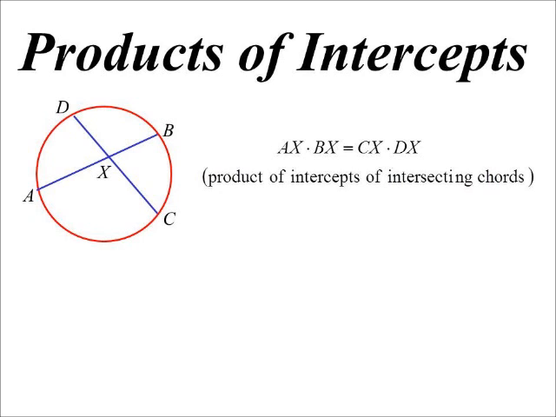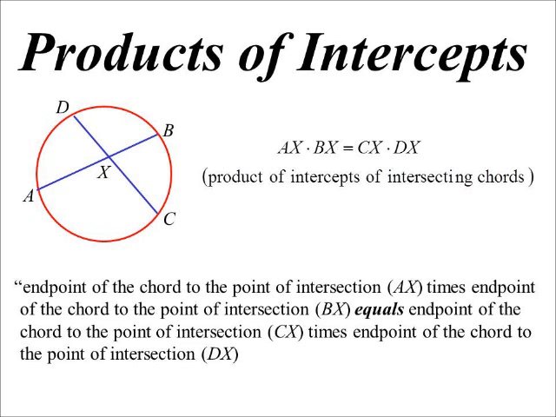Of course, that's not how I think of it. The way I think of it is like this: the endpoint of the chord to the point of intersection times the endpoint of the chord to the point of intersection is equal to the endpoint of the chord to the point of intersection times the endpoint of the chord to the point of intersection. And then that covers all three that we're going to look at.